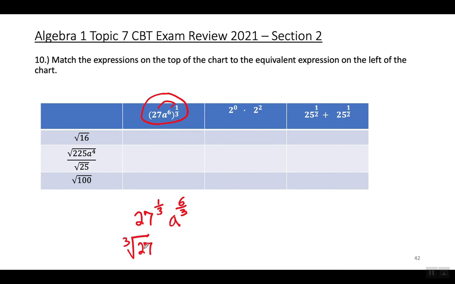The cube root of 27 is 3, because 3 times 3 times 3 is 27. La raíz cúbica de 27 es 3, porque 3 por 3 por 3 me da 27. And here, a to the 6 over 3 power, 6 divided by 3 is 2. So basically, when I simplify that, I get 3 times a to the 2nd power. Cuando simplifico esto, me da 3 a la 2.